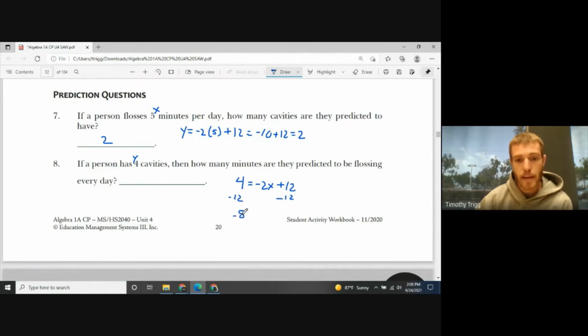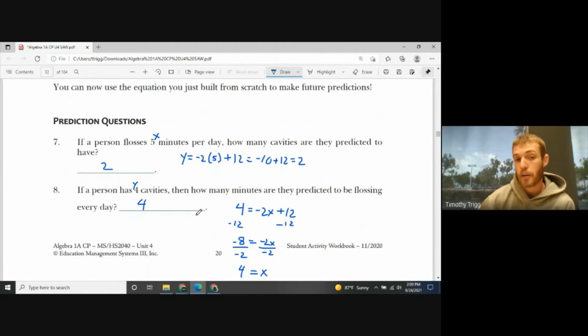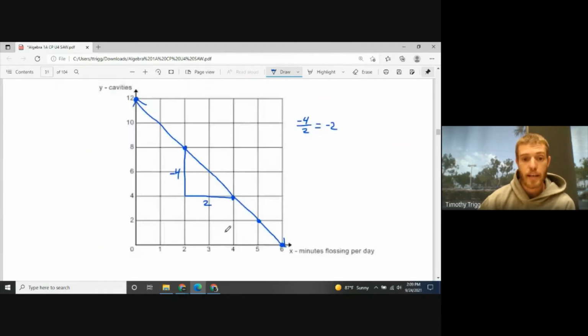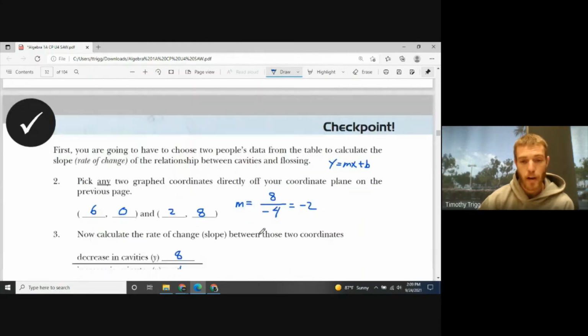It's going to be negative 8 equals negative 2x. Divide both sides by negative 2 to get x by itself, and that gives us that 4 equals x. So 4. They were expected to be flossing 4 times per day. So that means (4, 4) should be a point on our graph. And indeed it is. (4, 4) right here is a point on our graph.